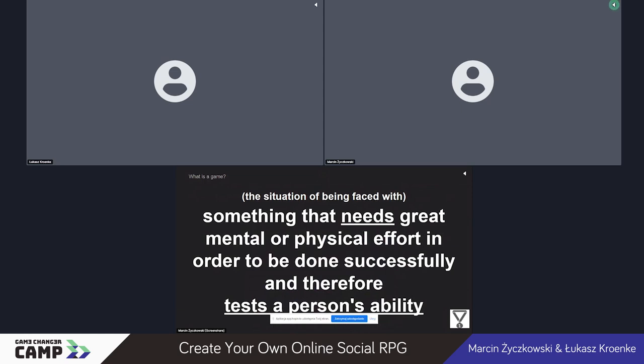So the situation of being faced with something that needs great mental or physical effort in order to be done successfully, and therefore tests a person's ability. A challenge, first and foremost, should be understood as a validation. And this is also something that is missing from daily existence very often.